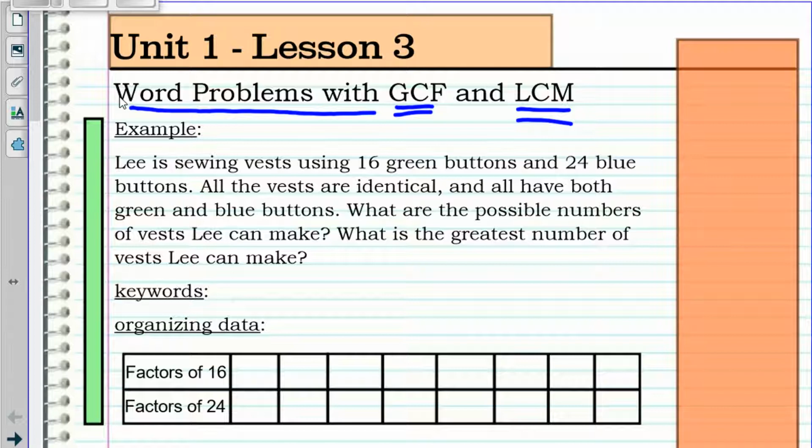I'll read. Lee is sewing vests using 16 green buttons and 24 blue buttons. All the vests are identical and all have both green and blue buttons. What are the possible numbers of vests Lee can make? What is the greatest number of vests Lee can make? So here's the keyword, right? This is a clear giveaway. Greatest.